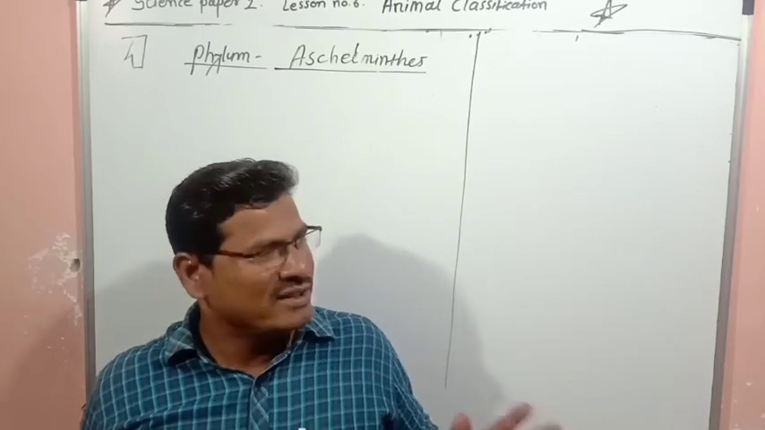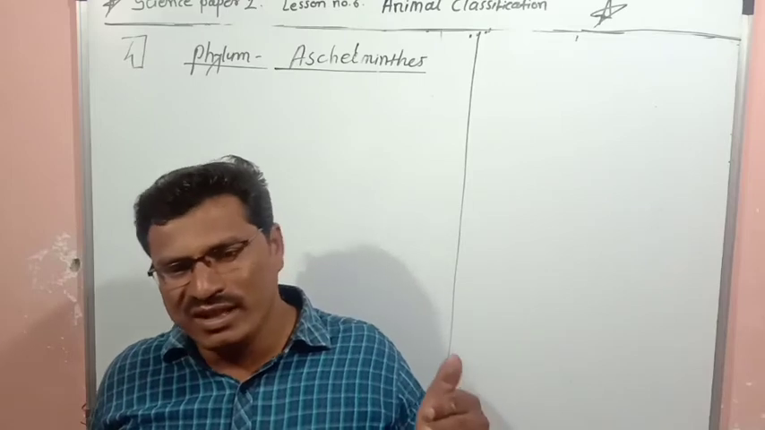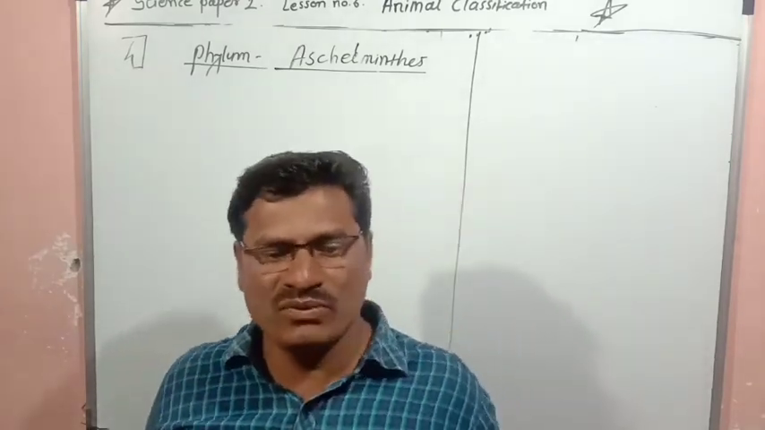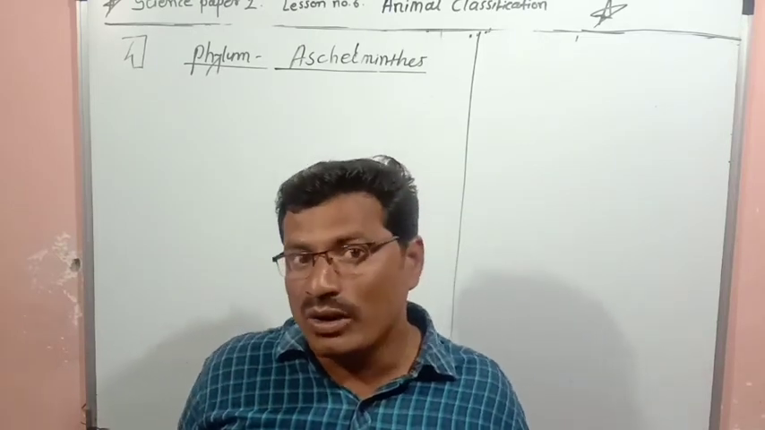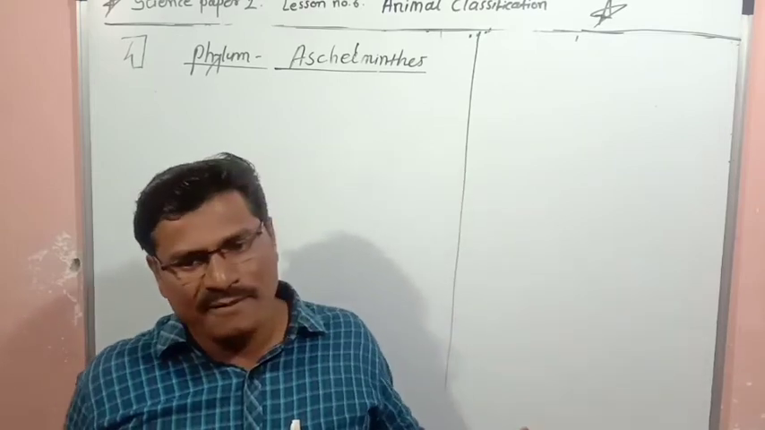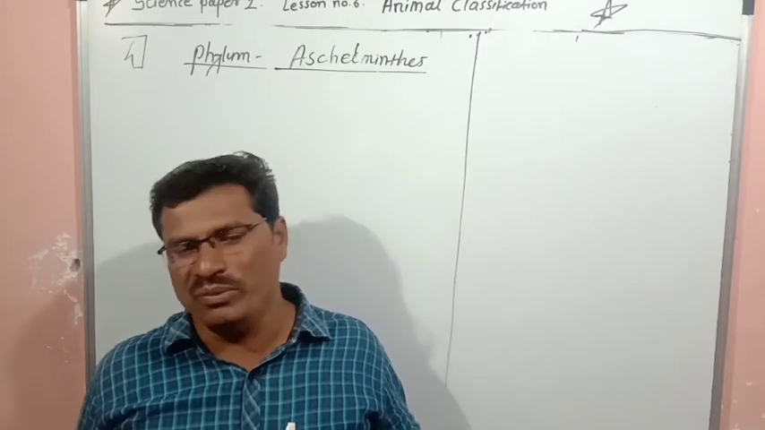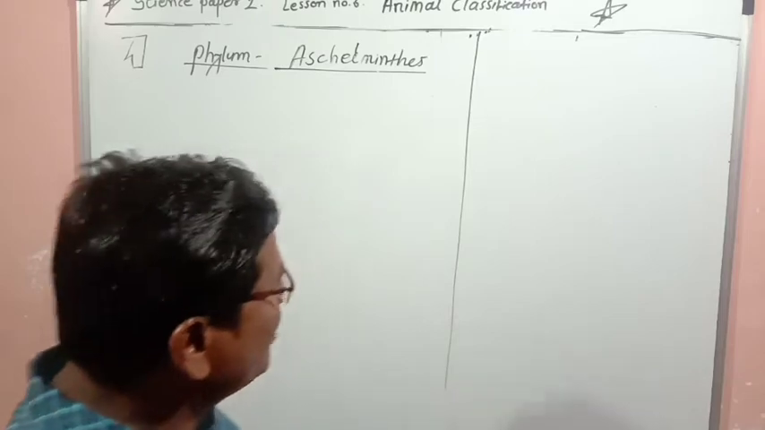Next are the examples. Ascaris is there, also called the intestinal worm. The second one is the filarial worm. Again, Loa, also called the eye worm. So these are the examples of the Aschelminthes.